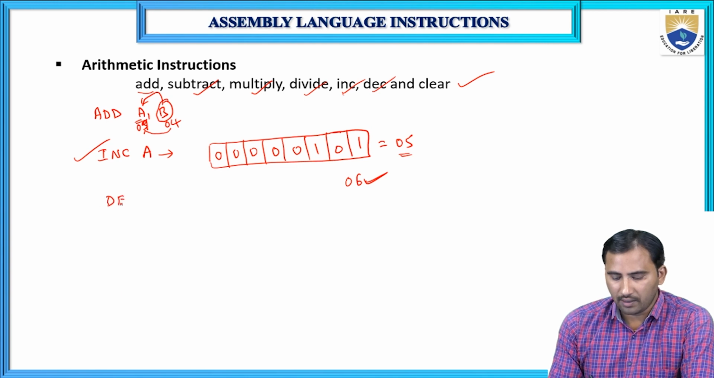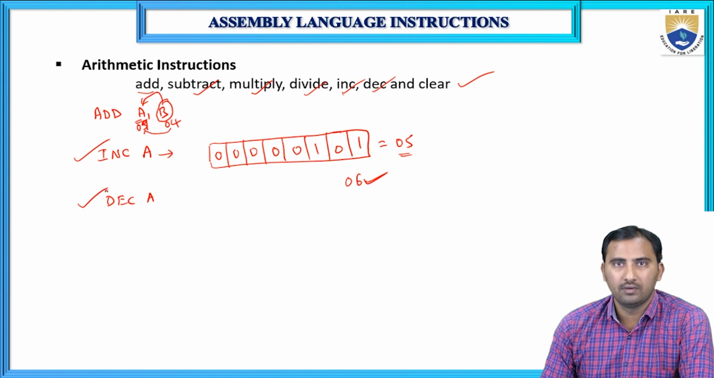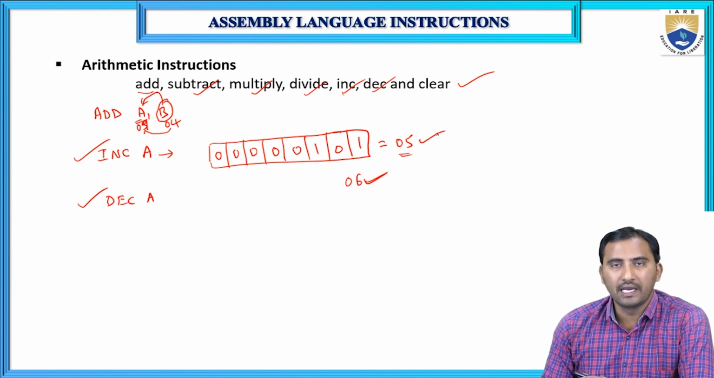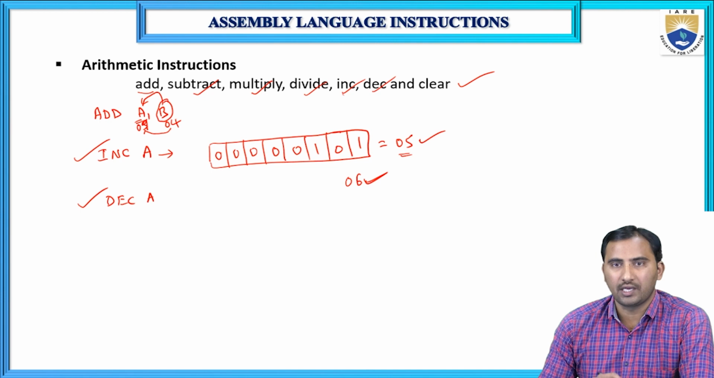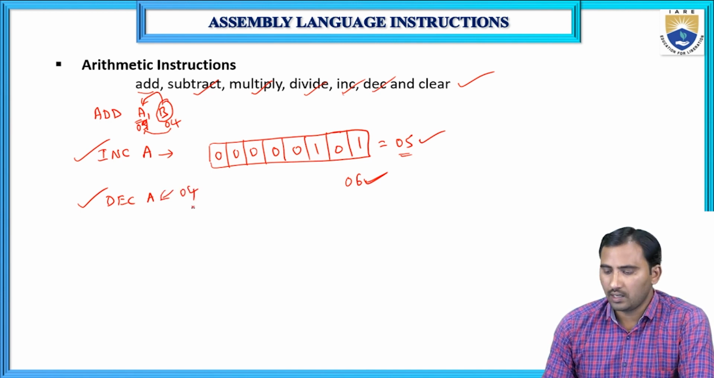Similarly, decrement can be used to decrement the value by 1. Suppose the A register has the value 5, then it will be decremented by 1. That means 5 minus 1 is 4. Finally, the 4 will be stored in register A. Okay. Next, clear.